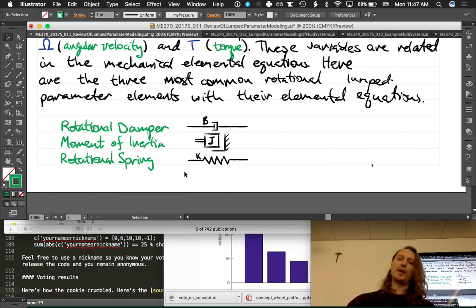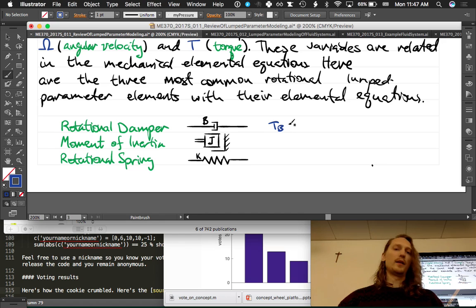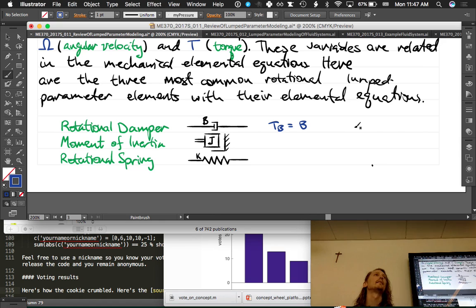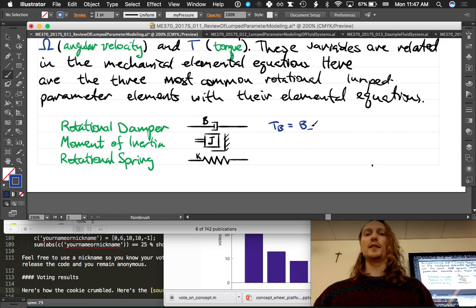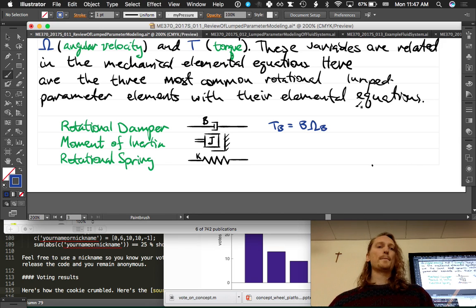The rotational damper: we know that the torque is proportional to what? The constant of proportionality B times omega_B, the angular velocity, right? Very good. Moment of inertia is going to have what? d omega_J/dt equals one over J times T_J.